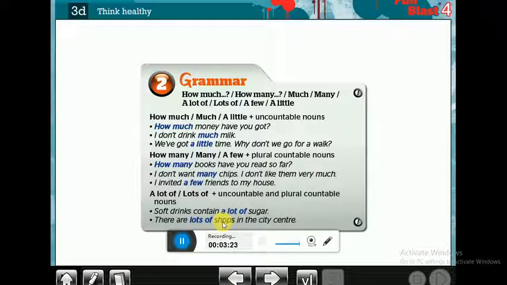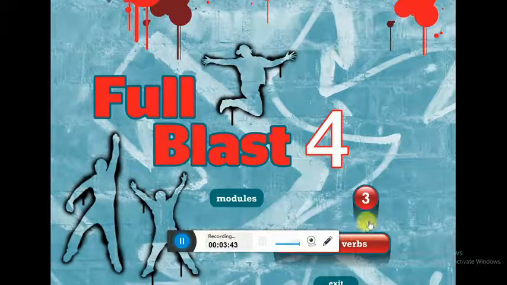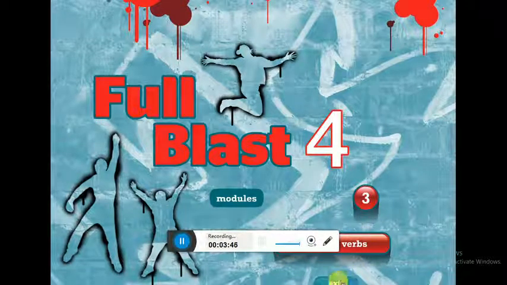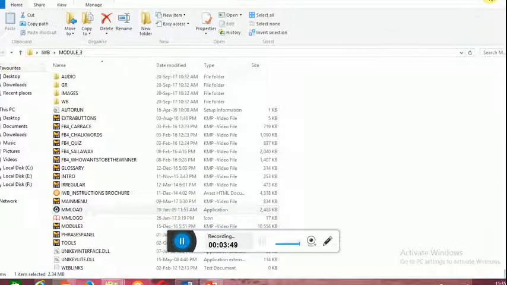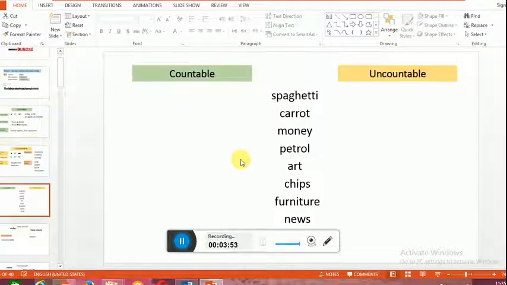Okay, before we move to the exercise, I have to show you these slides to show you how to use the countable and uncountable nouns in some examples. Look here, please. On this slide, we have a group of words. So which one comes with countable nouns and which with uncountable nouns?